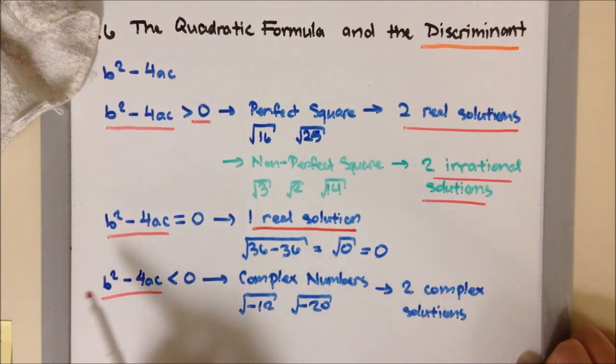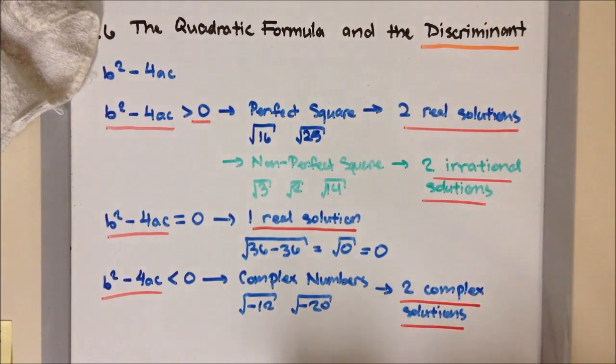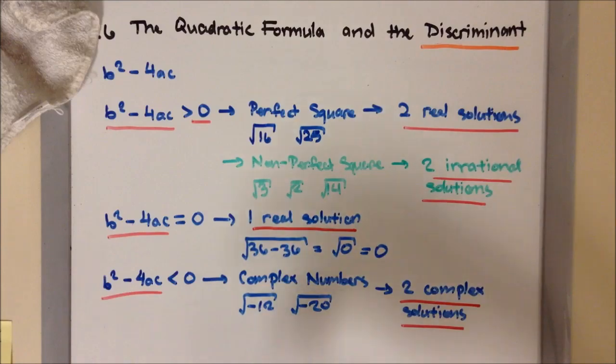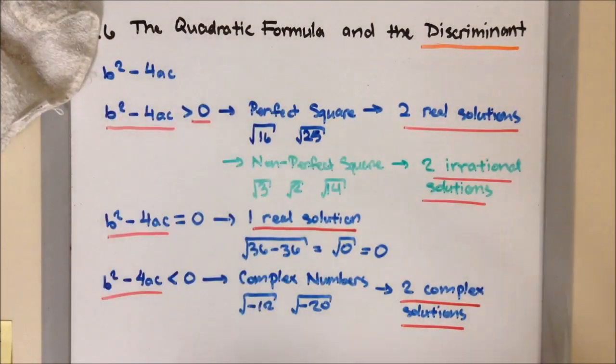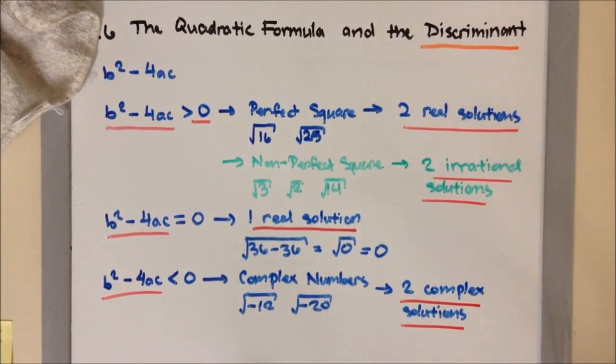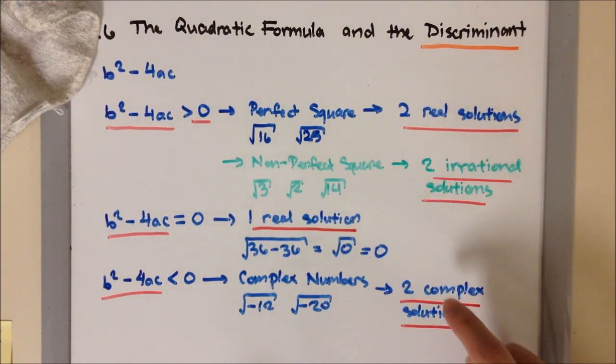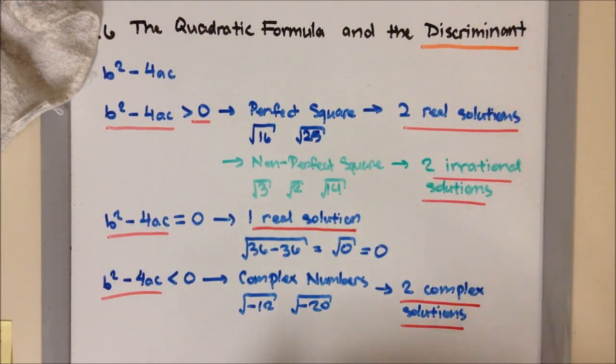That's it. And then when b squared minus 4ac is less than 0, you're going to have negative numbers inside the square root, so 2 complex solutions. When you're asked about the discriminant, you're just going to find the value of b squared minus 4ac, and then based on the answer that you got, you're going to determine if it's 2 real solutions, 2 irrational solutions, one real solution, or two complex solutions, which is pretty straightforward.